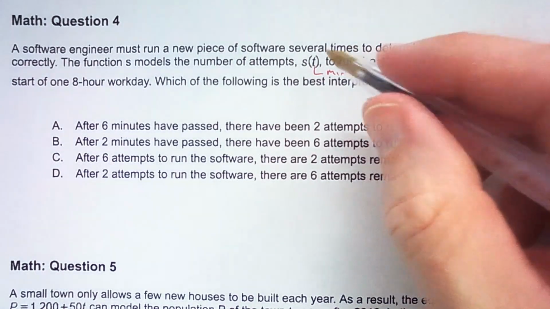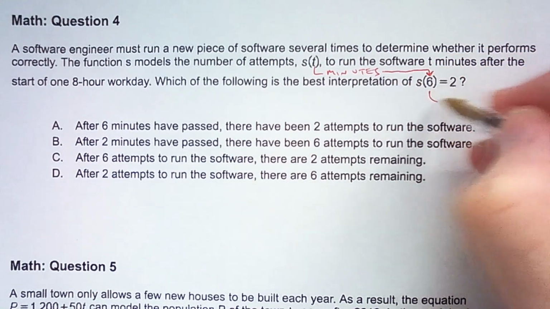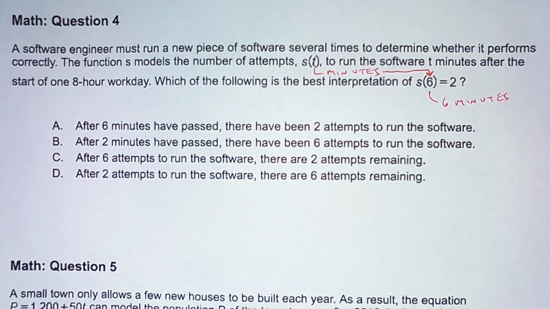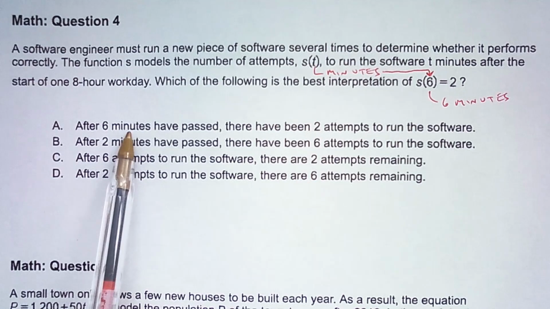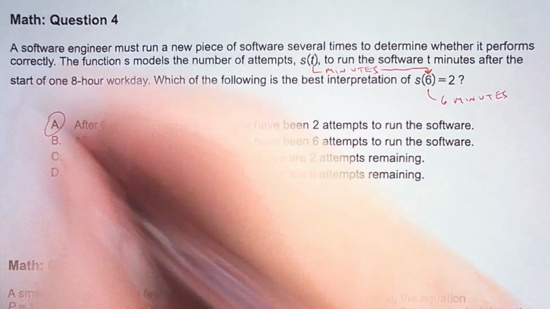Now remember, t is minutes, and here we've got 6 minutes. Okay, so we look down here, we've got after 6 minutes. That makes sense. Now look at the rest of these. 2 minutes, 6 attempts, 2 attempts. Only one of these mentions 6 minutes, and that is option A.